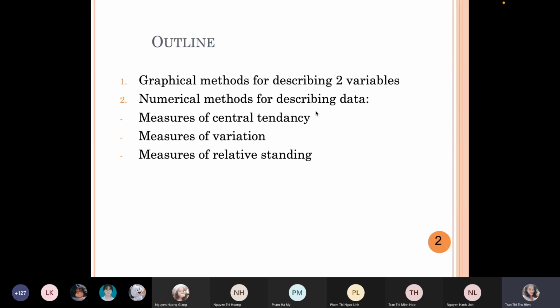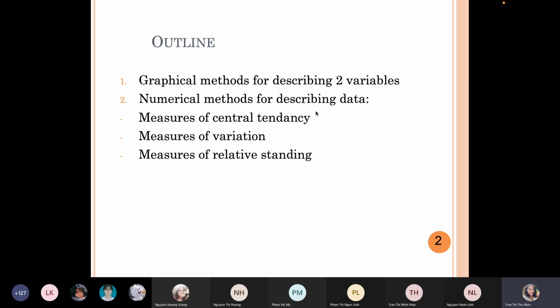Okay, so as you know, for descriptive statistics, when you have the data, you would like to present the data in a form that is easy for other people to understand. So such summaries of data, which may be tabular, graphical, or numerical, are referred to as descriptive statistics.